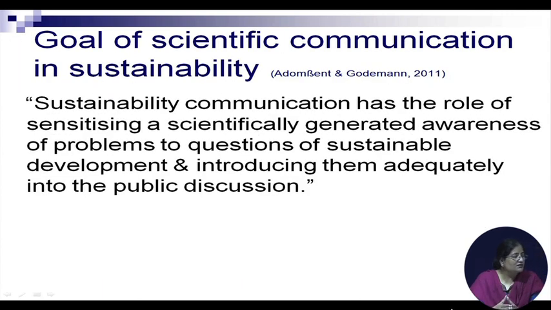Okay. The goal of scientific communication and sustainability: sustainability communication has the role of sensitizing a scientifically generated awareness of problems to questions of sustainable development and introducing them adequately into the public discussion. We need to sensitize the public. We need to generate a scientific awareness through scientific methods in response to the problems that the society is experiencing. Only then will it be acceptable. And then the public also has to be involved in this discussion.